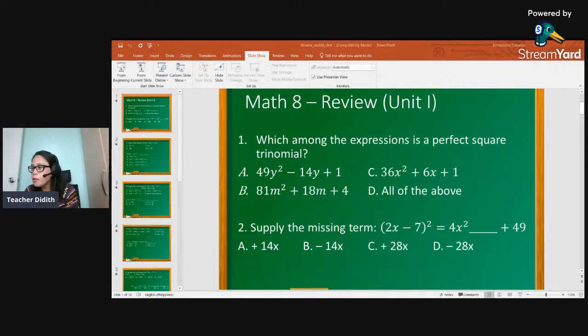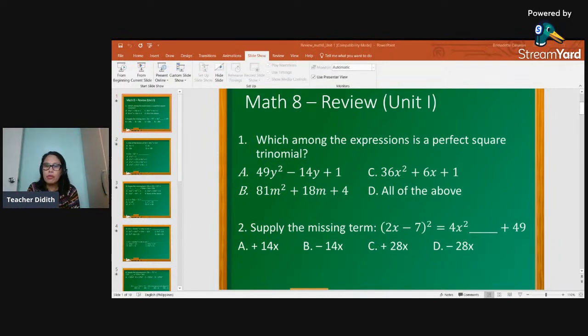Sige. Sa 3 muna tayo ha, para sabay-sabay tayo. One of the factors of 50x cubed plus 20x squared plus 2x is... may 50x cubed dito mga anak. So, we're asked to work on one of the factors, take note.